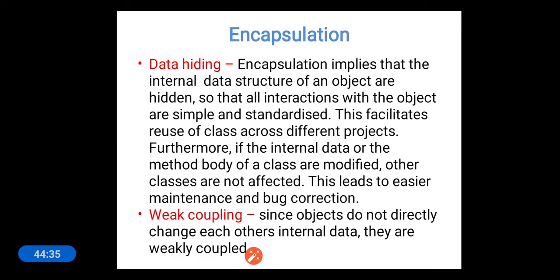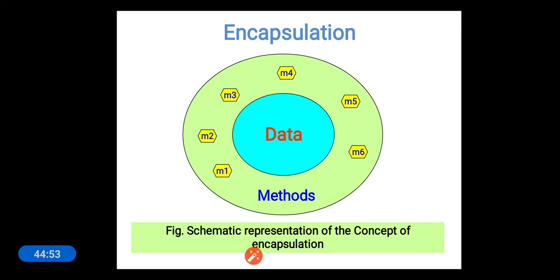The next advantage is weak coupling. Obviously, there is weak coupling, because there are no dependencies among the data items. That is, the degree of dependency among the data items is very low, which is nothing but low coupling or weak coupling. This is a schematic representation of encapsulation. Here we have data, and this data is completely surrounded by various methods, and we can access this data only by invoking these methods. These methods act like a boundary wall and protect the data.